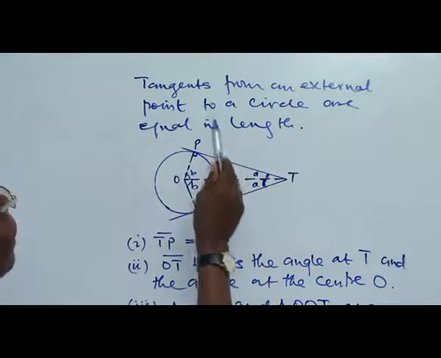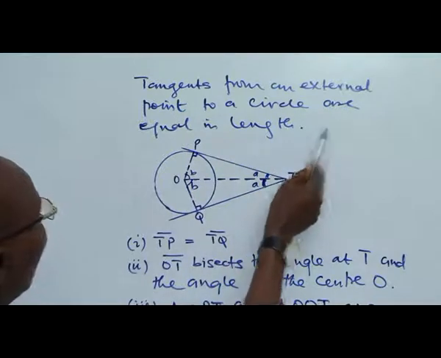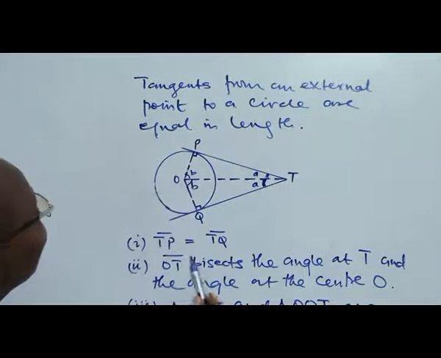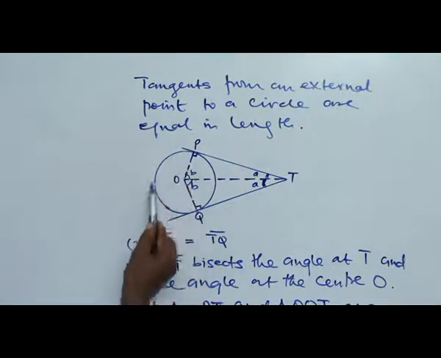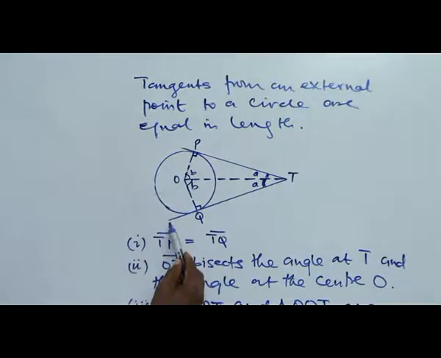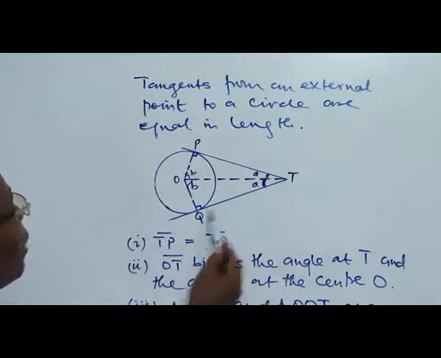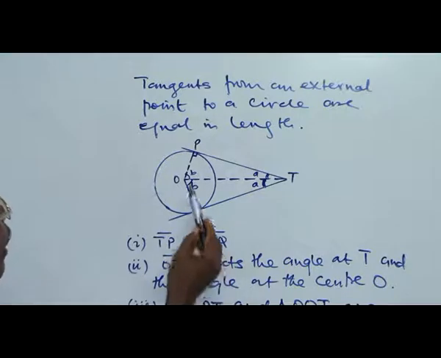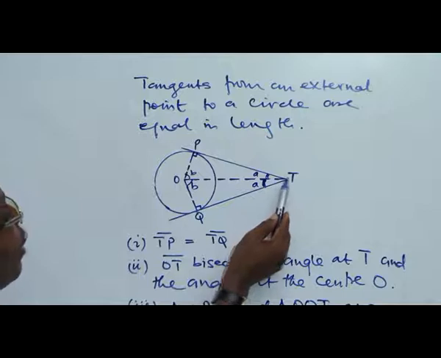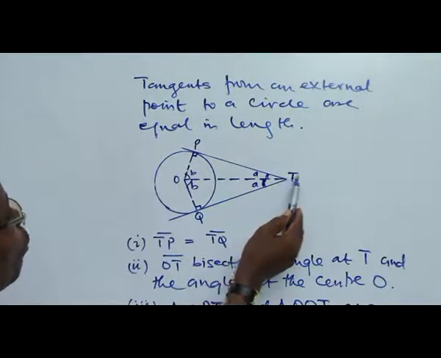Let us now look at tangents from an external point to a circle. In this case, the tangents from an external point to a circle are equal in length. What we mean is this. Here is the circle, center O. Here is the line QT, which is tangent to the circle, and the line PT, also a tangent to the circle. They are meeting at this point outside the circle. That's why we say external point.